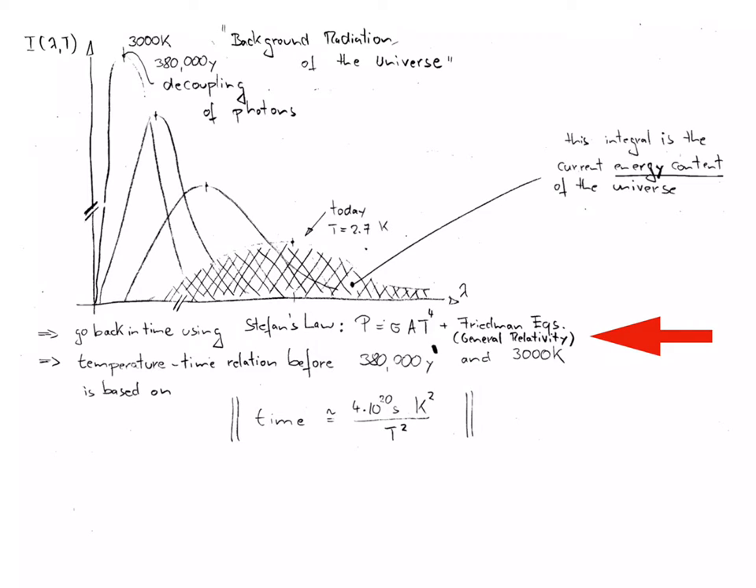The integral under the curve, which is shown shaded, corresponds to the energy content of the universe that is carried by radiation. It can be calculated using Stefan-Boltzmann's law, which is P, the power of that radiation, this total radiation, which is given by sigma, the Stefan-Boltzmann constant, times A, the area of emission, times the temperature to the power of 4. It is clear that this relation permits a direct conversion between the energy content and the temperature of the universe. This equation, in addition to the Friedmann equations from general relativity, permit us to go back in time and study the conditions of the universe before today.